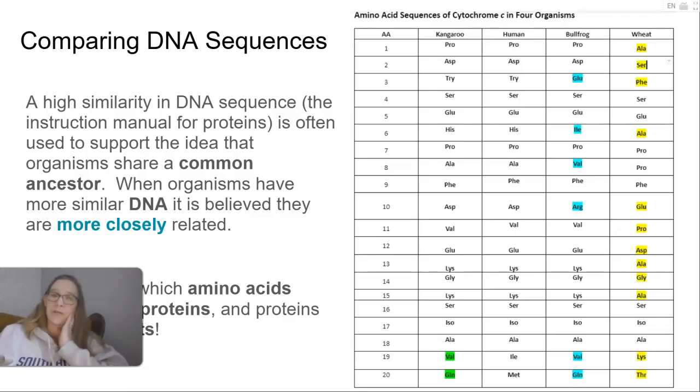One other form of evidence for evolution is a comparison of DNA sequences. Now, DNA sequences are a lot like a recipe for proteins. Okay, now we learned in the macromolecule unit that our proteins are needed for pretty much doing everything in life, right? And our DNA is the recipe card that says this is how you need to make this protein.